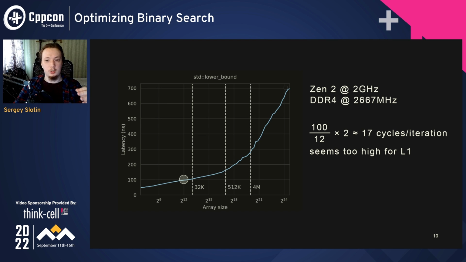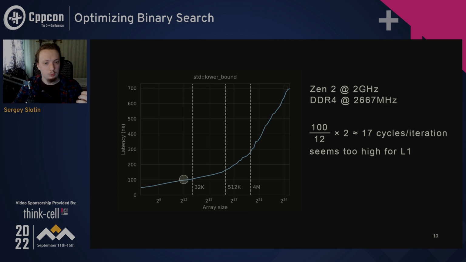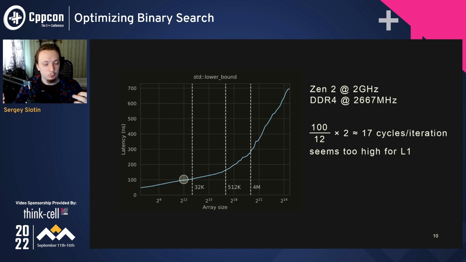And we get that we are spending about 17 CPU cycles per iteration, which seems too high for the L1 cache. Our entire computation is just a fetch from memory, which takes around 4 cycles on the L1 cache, a comparison, and some simple arithmetic with the search range boundaries, which cumulatively should take another 2 or 3 cycles. So this should all be like 2 to 3 times faster than what we've measured.